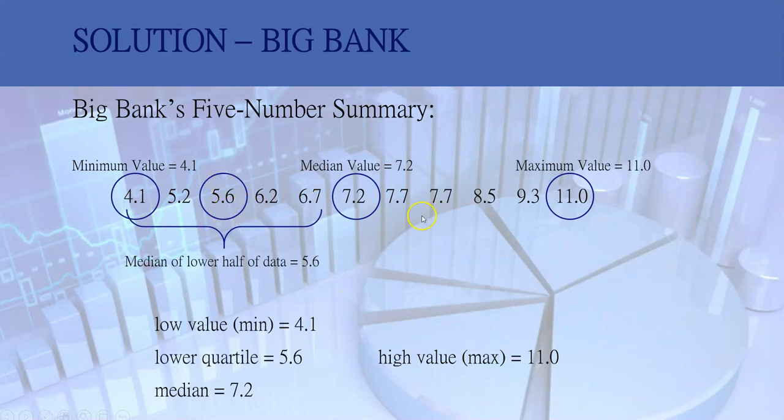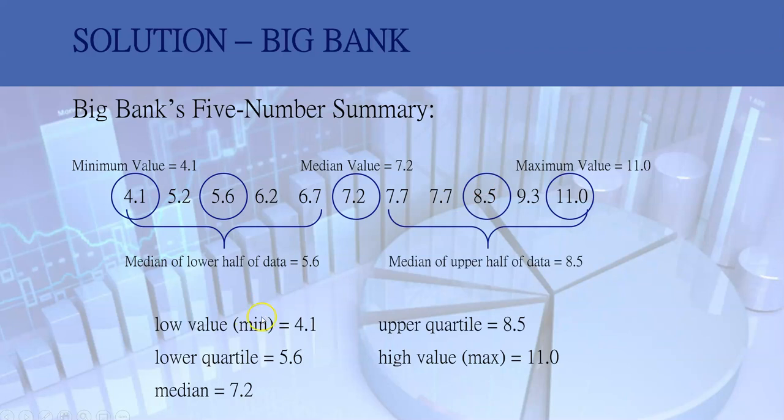And then I'm going to do the same to figure out the upper quartile. So remember, the median is the divider, so it's not included. So these 5 values are in the upper half. I need to find the middle of those. The middle of those 5 is the 8.5. Now I have all 5 values for my 5-number summary.